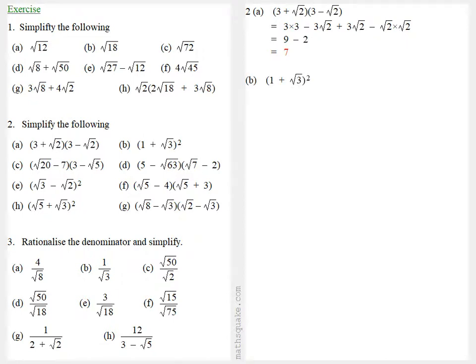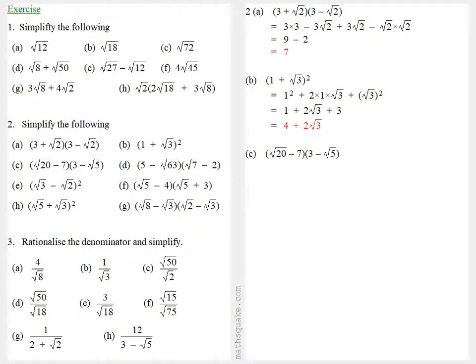In question B, we have 1 plus root 3 all squared. Now that's the first term squared, plus twice the product, plus the last term squared. So it's 1 squared, plus 2 times 1 times root 3, plus root 3 squared, which is 1 plus 2 root 3 plus 3, or 4 plus 2 root 3.